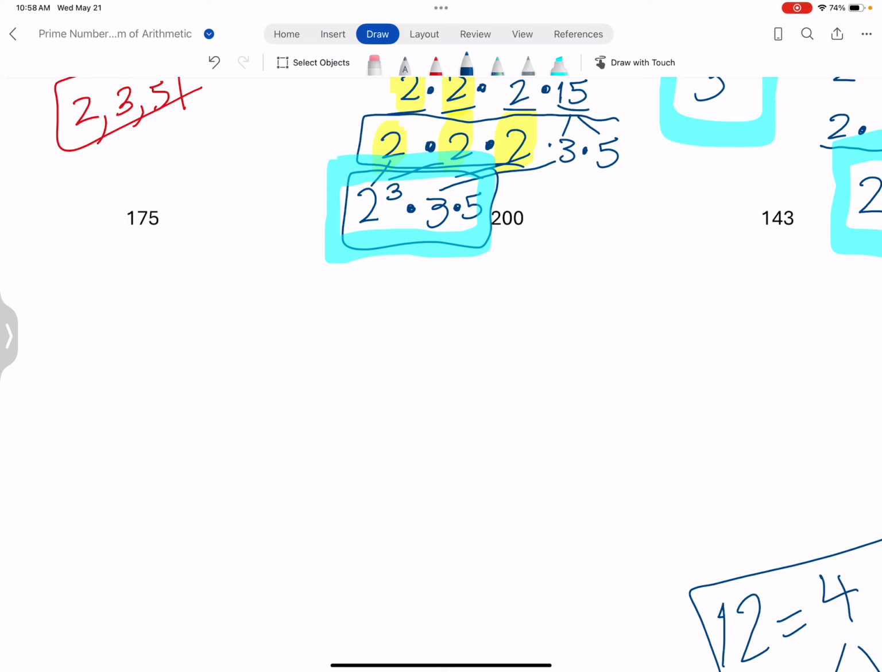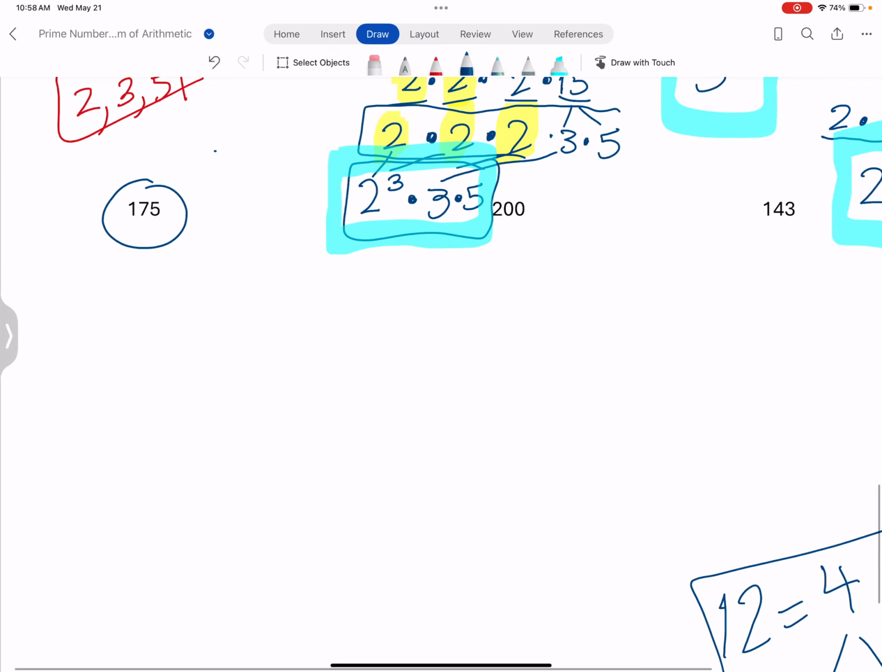Anyway, what about this next guy? 175. All right, I'm going to look at my list. Does 2 divide in? No. Okay, it's not even at the end. What's the next prime? 3. Does 3 divide in? What's 1 plus 7 plus 5? 13. Okay, no, 3 does not divide in. That's not going to work.